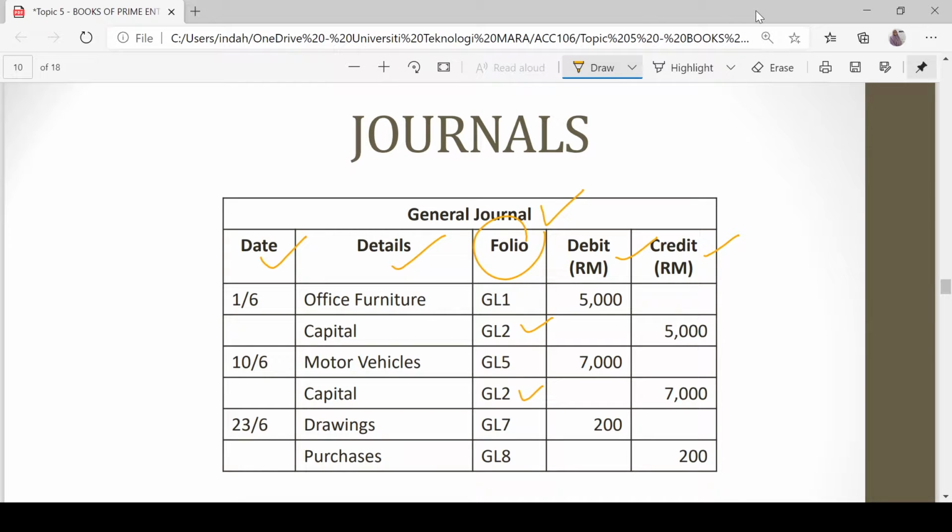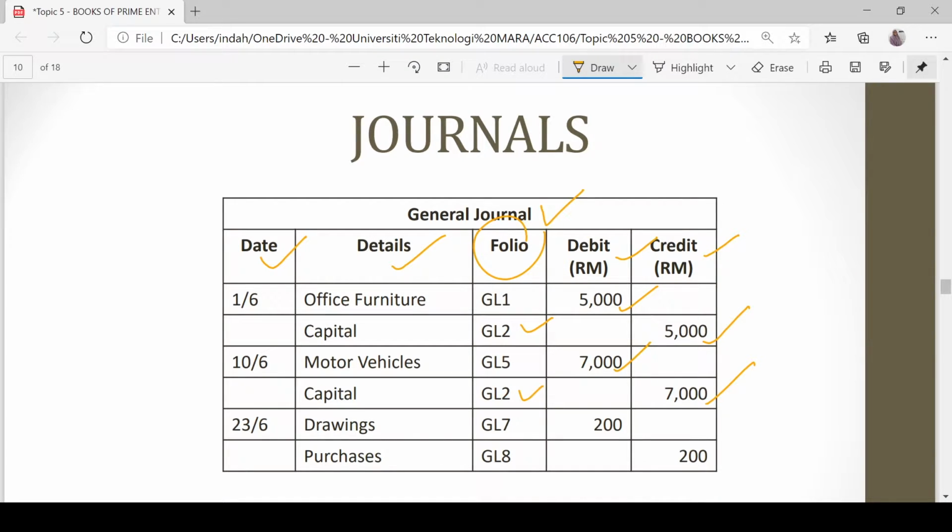So we have 3 business transactions to be recorded in the general journal. The first one is where the owner brought in office furniture into the business, where they started the business with the office furniture. So debit furniture 5,000, credit capital 5,000. The next transaction is again the owner brought in a motor vehicle worth 7,000. So debit motor vehicle, credit capital.